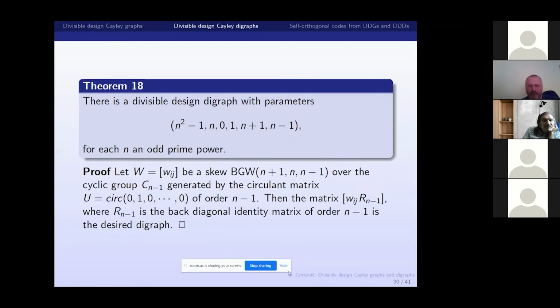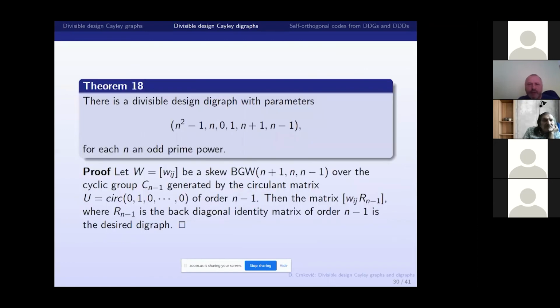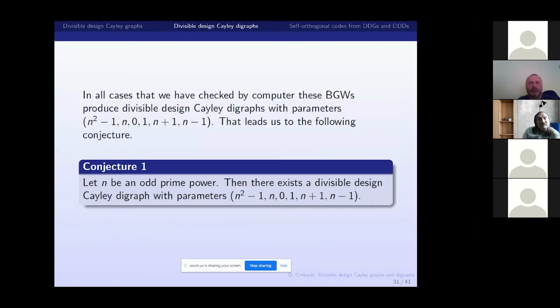So this is a short proof, but I think there is no need that I read it. So in this theorem we say that this is a DDD, and in all cases that we have checked by computer, these structures are actually Cayley digraphs with these parameters, and that leads us to the following conjecture, which we didn't prove. Let n be an odd prime power, then there exists a divisible design Cayley digraph with these parameters. So we just have evidence obtained by computer.